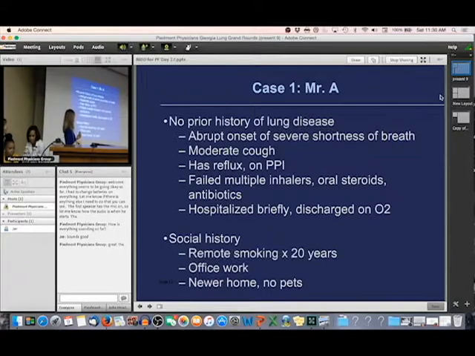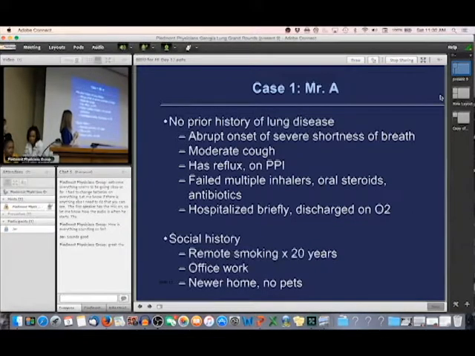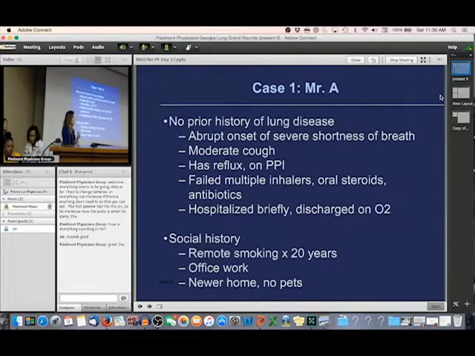Why are his oxygen levels low? Turns out he smoked, but not for very long, and quit a long time ago. Did primarily office work. And his home was newer and didn't have any pets in it. But by the time he came to see me, he had had a similar phenomenon where he'd gone out of town for a long weekend, felt better. We didn't have numbers or data or anything, but when he came back, he started feeling bad again.